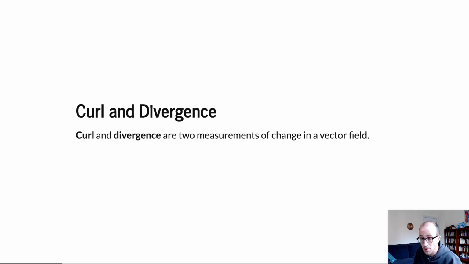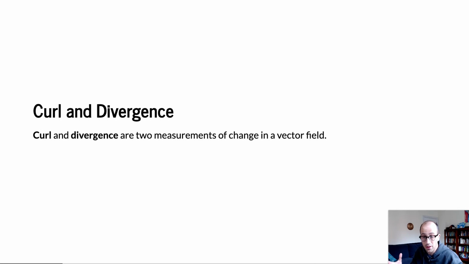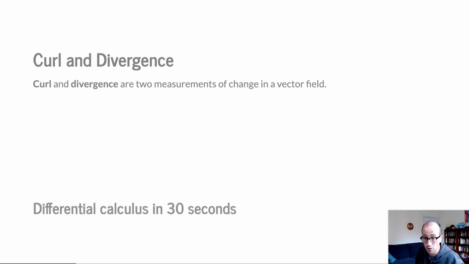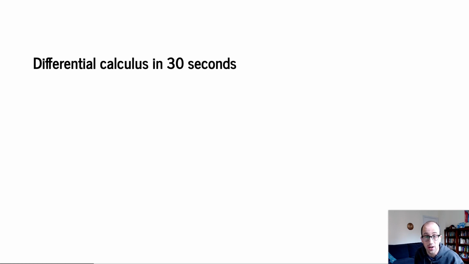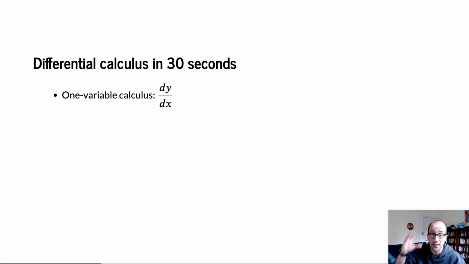Okay, so what are these two notions, curl and divergence? They're measurements of change of a vector field. In calculus, we've been measuring change all along. So here's a quick differential calculus in 30 seconds. We started in one variable calculus. We computed instantaneous slopes. That was a rate of change. We divided change in output by change in input, or rise over run, when we were really measuring slopes. Those were scalars, and we got a scalar out of it.